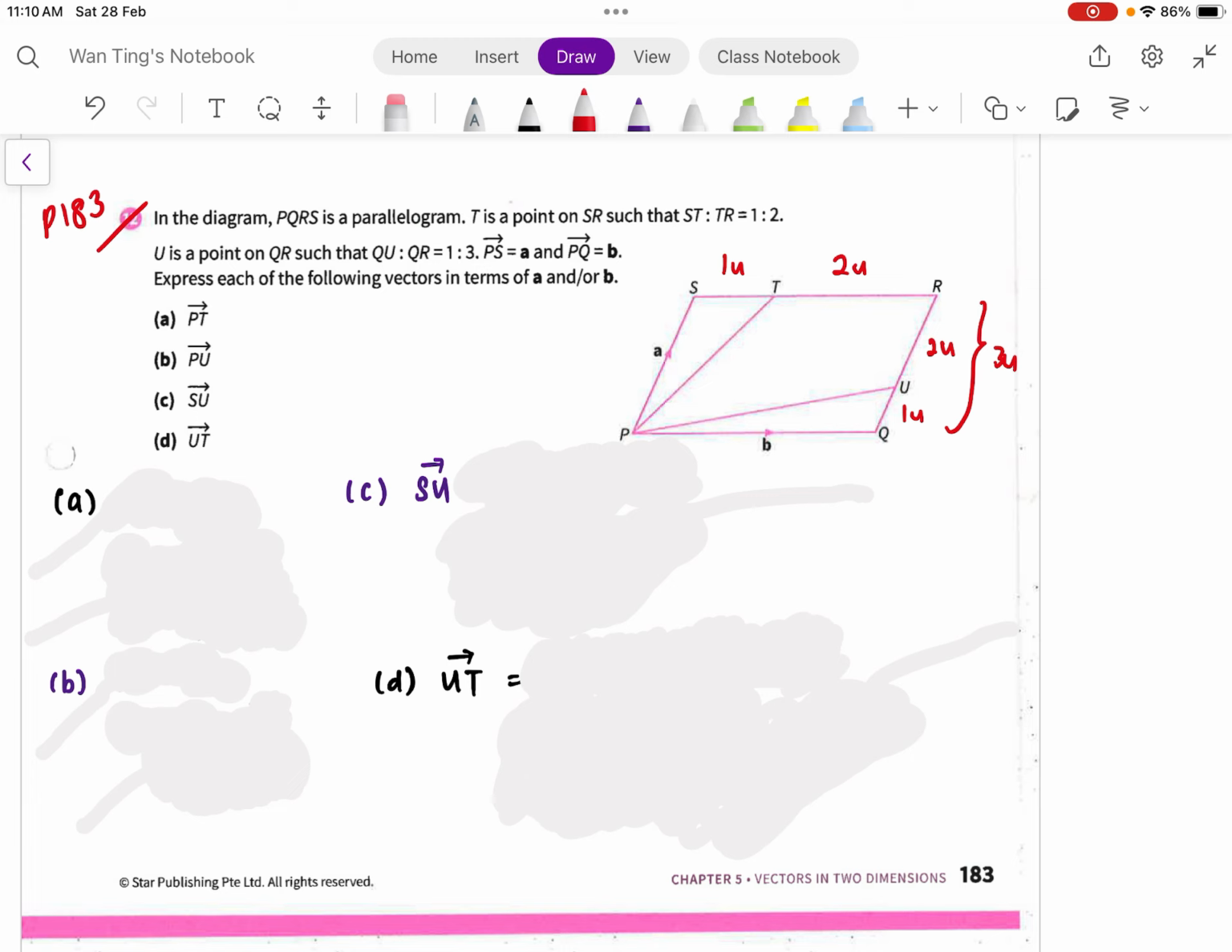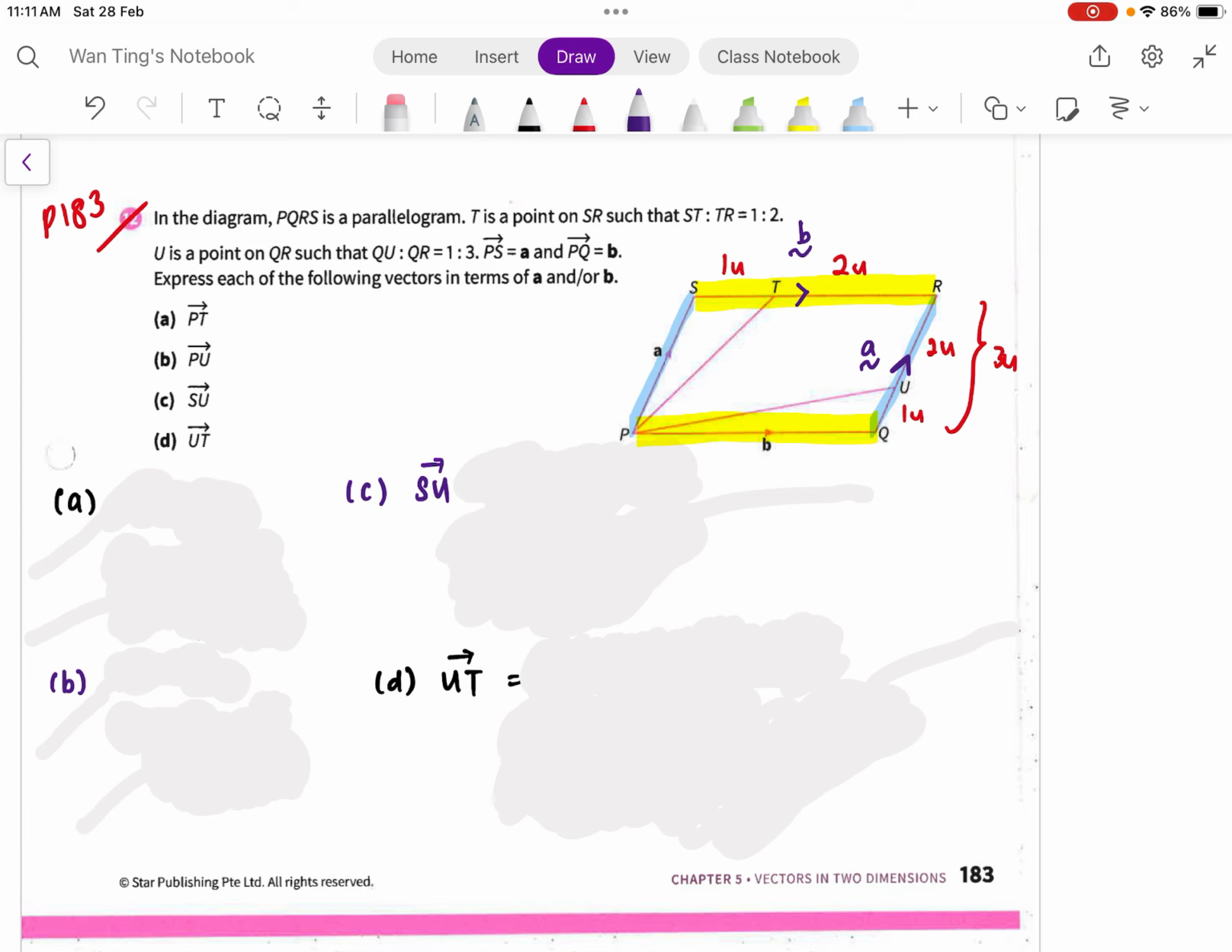But before that, we know that for a parallelogram, these two are the same vector. So if PQ is B, we can also say that SR is vector B. Same thing, PS is the same vector as QR. And if PS is A, we can also say that the vector Q to R is A. So with that, we have the basic picture of this question already.